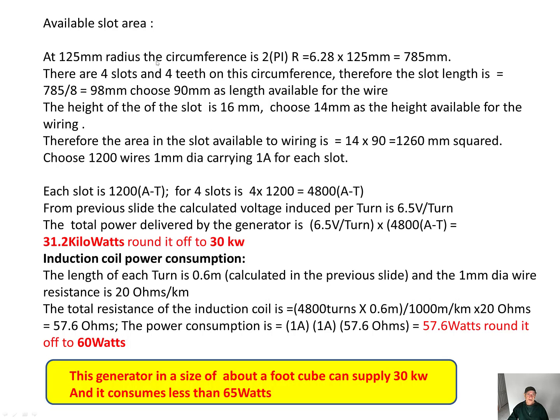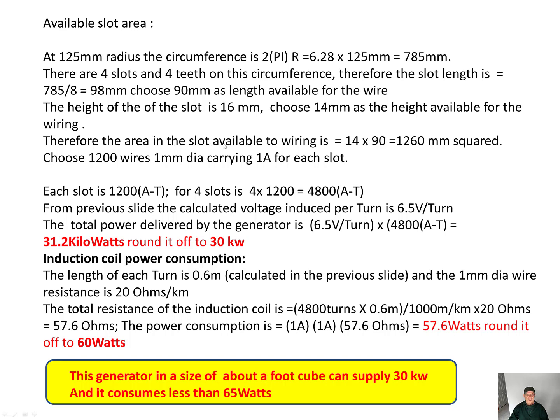So, available slot area at 125 millimeter radius: the circumference is 2 pi r, which is 785 millimeters. There are 4 slots and 4 teeth, so we divide by 8. That gives us about 98 millimeters. So we choose 9 millimeters as the length available for the wire. The height of the slot is 16 millimeters.